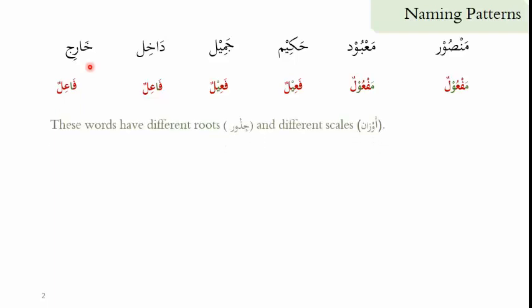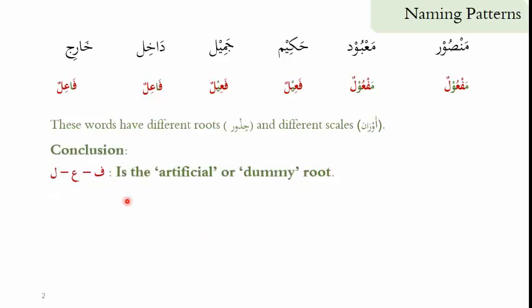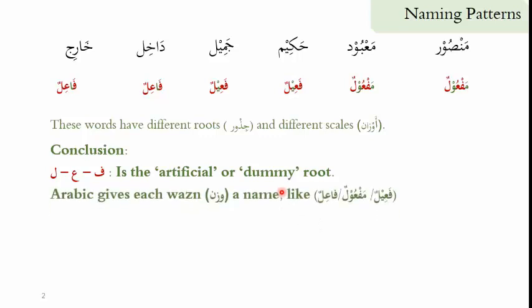So our conclusion here is that these words have different roots, they have different juzur and different scales, different awzan. 2 of them are on each particular scale. 2 of them are on maf'ul, 2 of them are on fa'il, and 2 of them are on fa'il. So our final conclusion here is that the fa and the ayn and the lam is the artificial or dummy root. It is not a real root, it's an artificial root that is set up to determine the scale. Because we want to name the patterns, right? We want to name the scale.